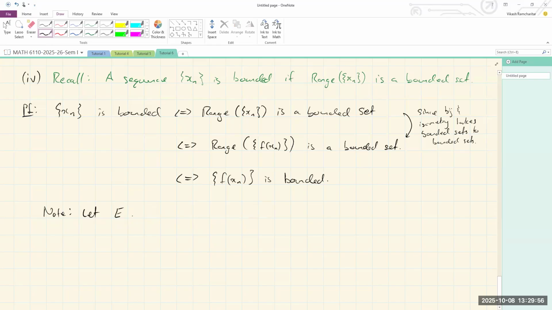Let the set E equal the range of the sequence. And again, that is just equal to the set of all xn, where n is a natural number. It's just the set of all possible values that the sequence could take for all possible points. So why is this different from the original sequence? Because, for example, the original sequence could have repeated points.